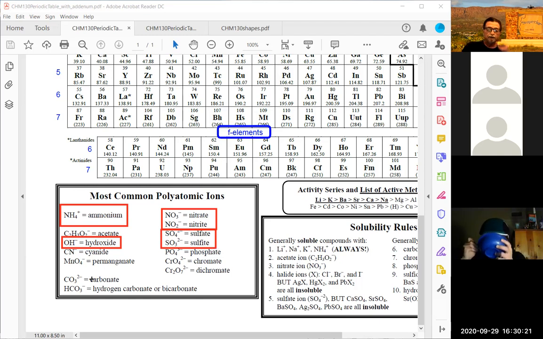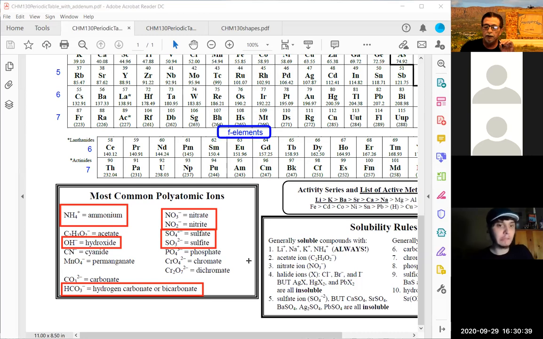Okay. And then finally, another polyatomic ion is down here at the bottom: bicarb, sodium bicarb, otherwise known as baking soda. Okay, so those are the polyatomic ions.